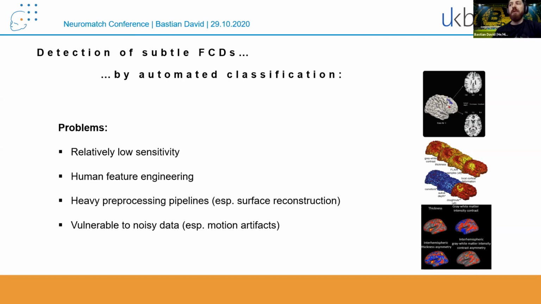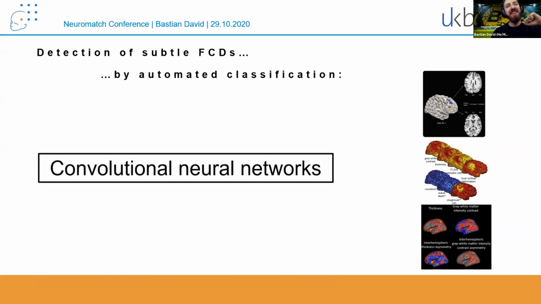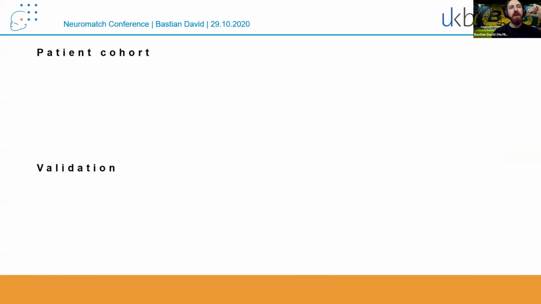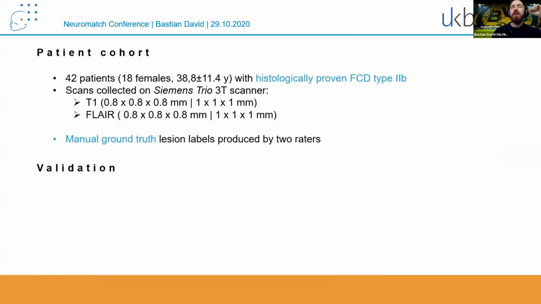Also, they're very vulnerable to noisy data, especially motion artifacts, which in epilepsy patients is very common. So yeah, we already had 2 talks about deep learning, so the Deus Ex Machina moment is a little bit gone, but this is something that you can probably do much better with convolutional neural networks, and that's exactly what we tried.